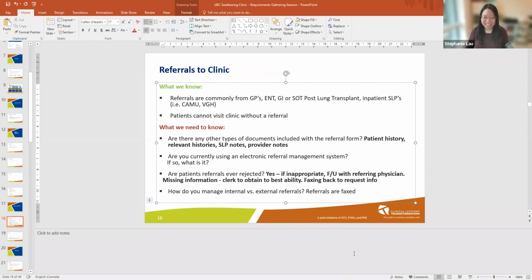Okay. I'm more talking about the situation where somebody is at CAMU, they're going to be discharged, and then they would ultimately need to be followed up by the outpatient clinic. If that was the situation, then we would fill out the same referral form that we do for all outpatients.